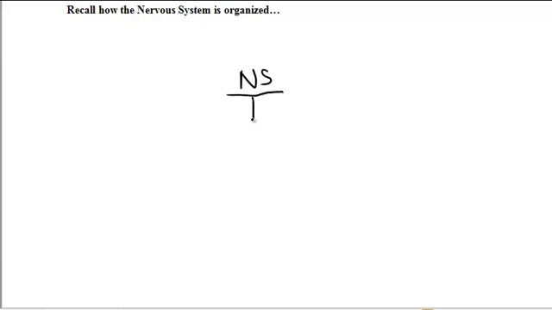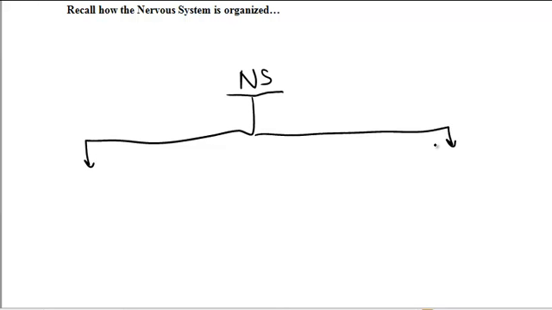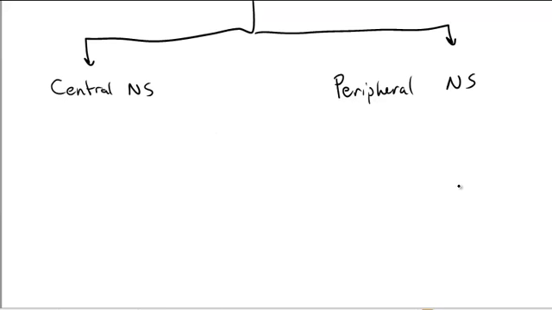Then we could break the nervous system down into two main parts. The one here, central nervous system, versus, that's right, peripheral nervous system. We could then further break down the central nervous system into the big guy at the top, that's right, the brain, and the column down the middle, the spinal cord.